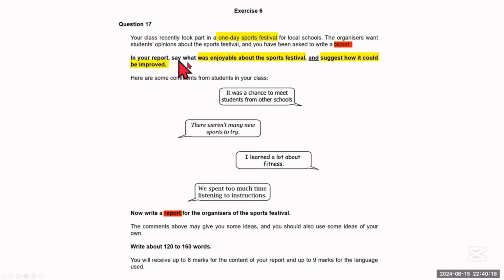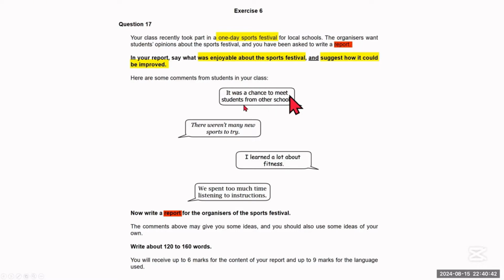Now, in your report, say what was enjoyable about the sports festival. So this should be in one paragraph, and suggest how it could be improved. This is in another paragraph. So make sure that you answer the question and fulfill the task. Here are some comments from students in your class.